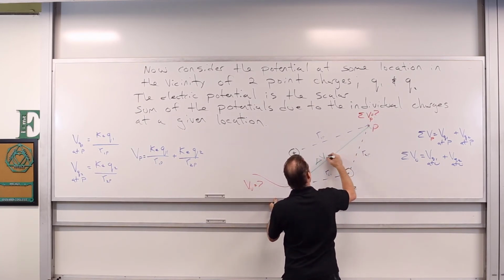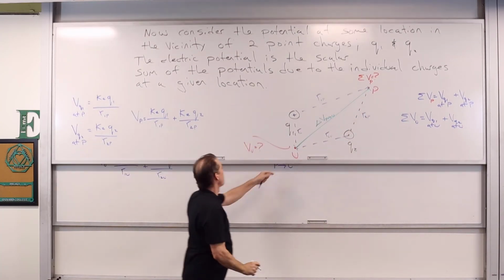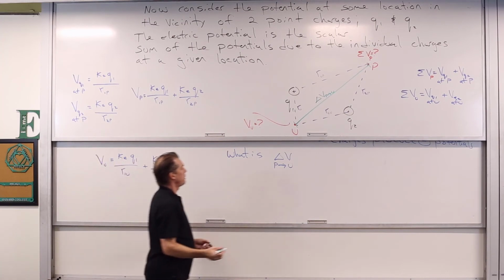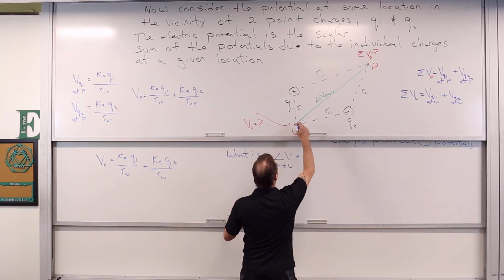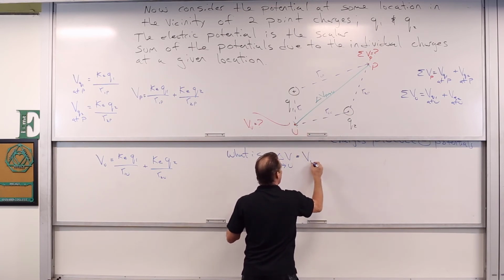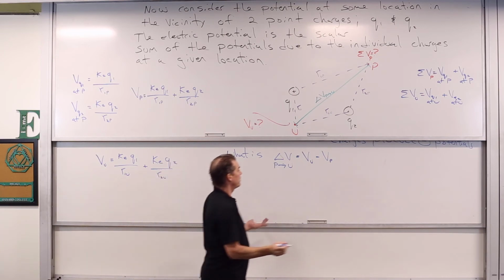Delta V, P to U. So measuring it from here to there, well, what's that going to be? That's going to be equal to the overall potential at point U, final, V sub U minus V sub P. What does that all equal?